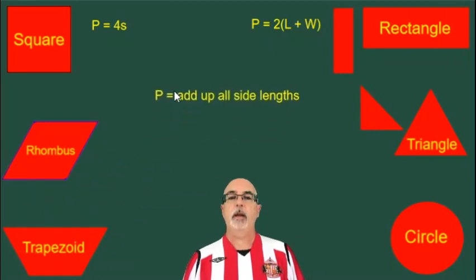And in fact, we can do that with all of these previous shapes as well. For the square, the rhombus, and the rectangle, if you add up all the side lengths, you get a correct perimeter. Then we have the trapezoid.